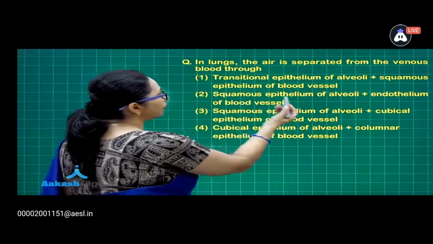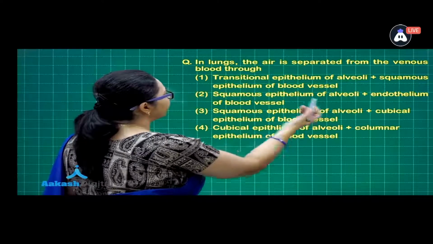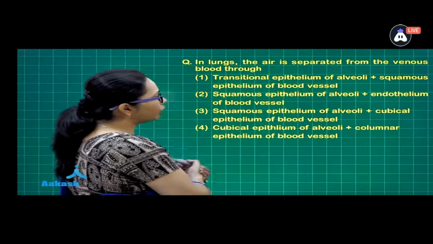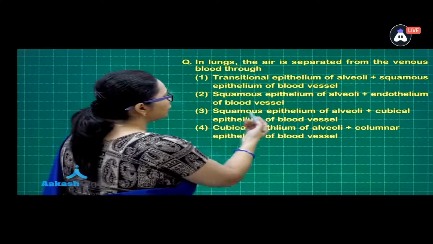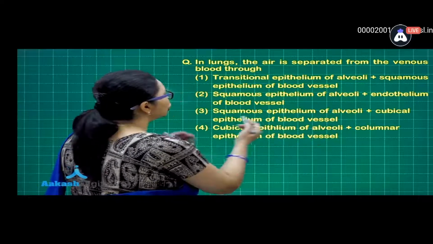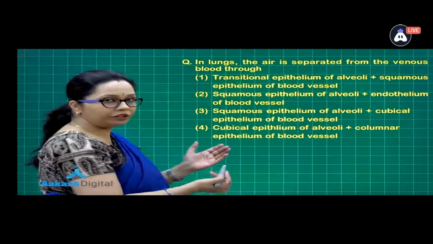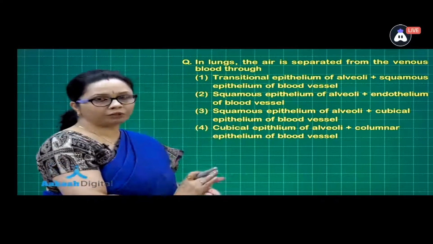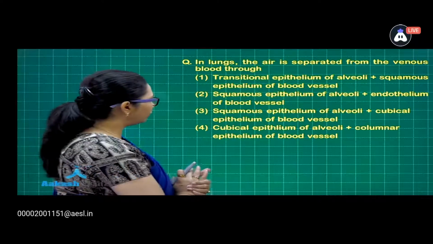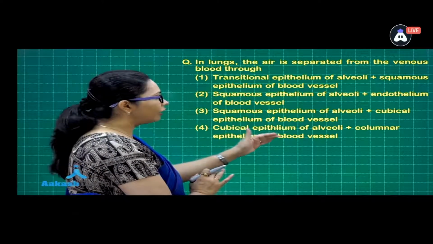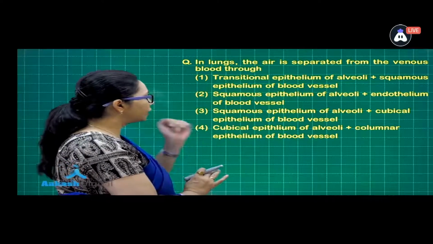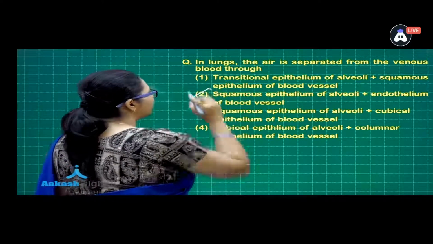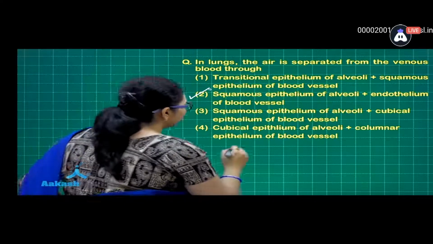Now, squamous epithelium of the alveoli plus the endothelium of the blood vessels. This is correct, but let us review the other options as well. Squamous epithelium of alveoli plus cubical epithelium of blood vessel is wrong because capillaries are lined by simple squamous epithelium, which is called endothelium here. Cubical epithelium of alveoli is again incorrect because it is simple squamous epithelium. So we have seen that the correct answer is option 2.